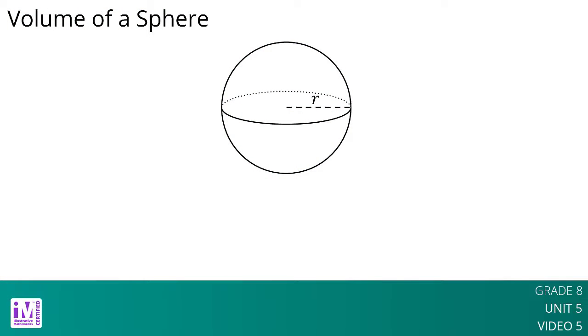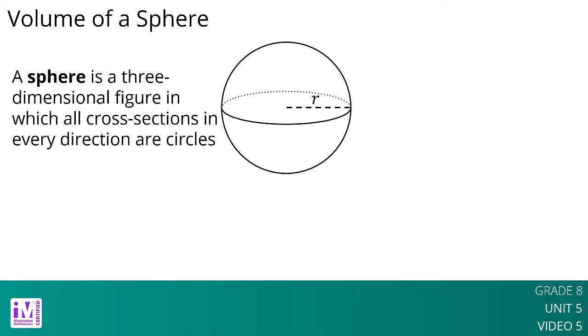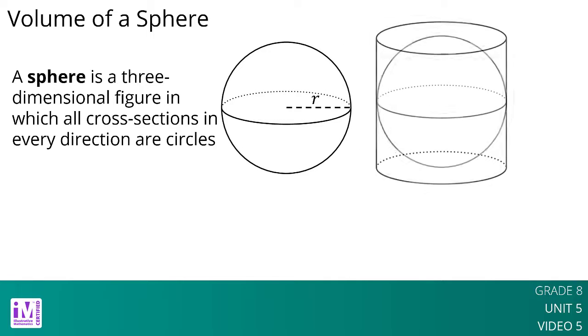Let's consider a sphere. A sphere is a three-dimensional figure in which all cross-sections in every direction are circles. This sphere has a radius of r units and it fits snugly inside a cylinder. The cylinder must then also have a radius of r units and a height of 2r units.